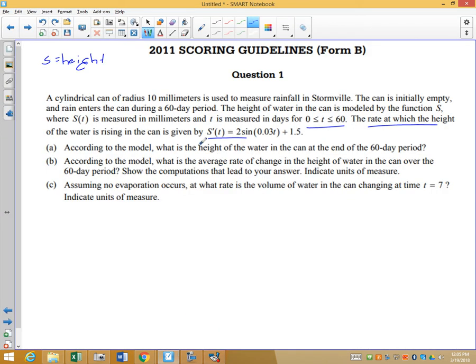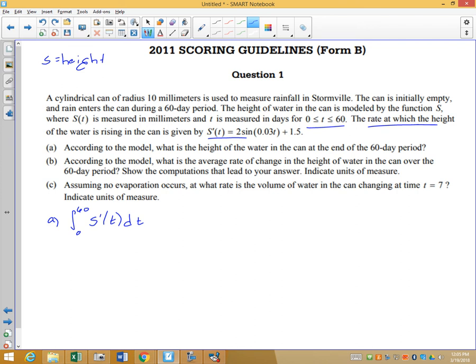According to the model, what is the height of the water in the can at the end of the 60 days? They want the height of the water. How would I do that? Yeah, we have the rate. We want the amount. That's an area question. 0 to 60 of your S prime, and because they called it S prime, you can actually put that in your work. You don't have to write down the equation. The next thing you write down is the answer. Are we good?